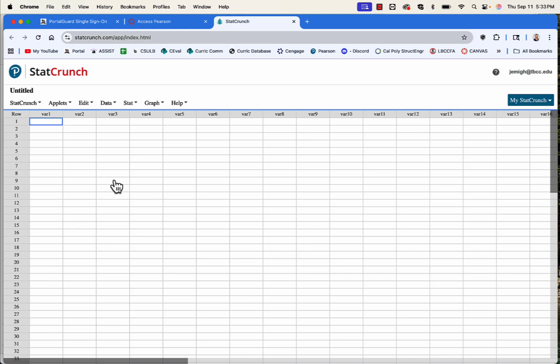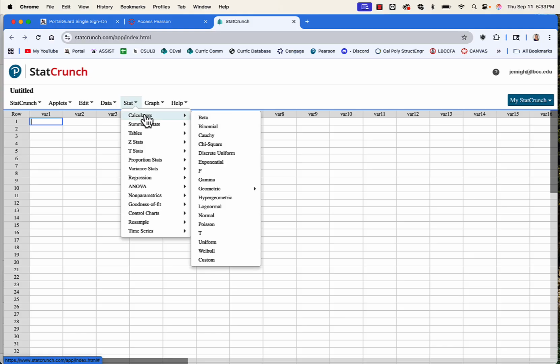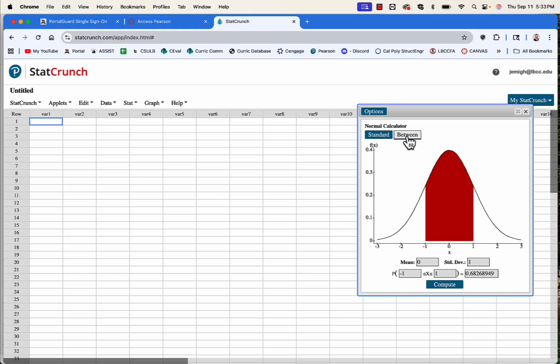Okay, we've opened StatCrunch. We go to the Stat menu, Calculators. We're using the calculator program called Normal. Open that program. This is the default, what it looks like. We want to select between. Your goal is to make this graph look like the one we sketched, okay? We are in z-scores for this particular question, so mean is 0, standard deviation is 1.